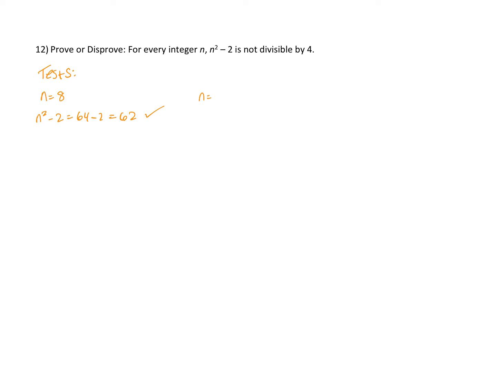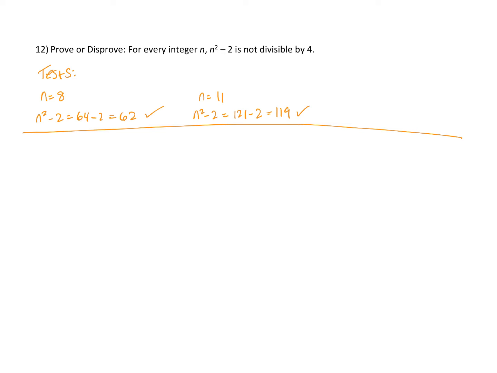Pick another integer. That was an even number, so let's try an odd number. Let's try n equals 11. So n squared minus 2 would be 121 minus 2, which is 119, which is not divisible by 4, right? Okay, I'm pretty convinced that this is true. You could try a couple more, but I think that this is true. I'm going to try to prove it.